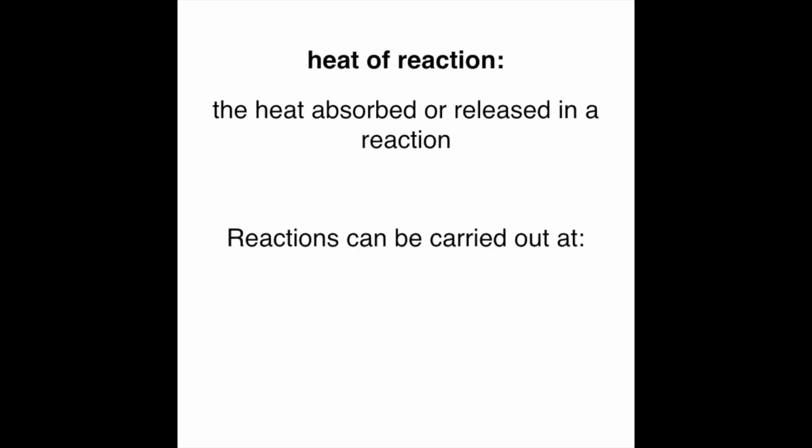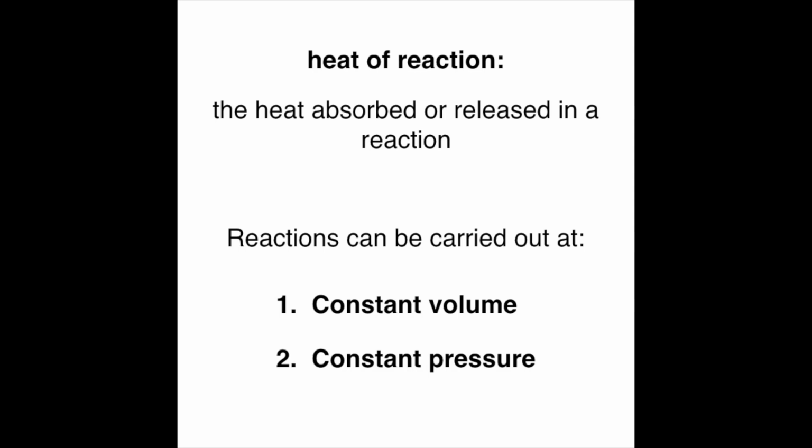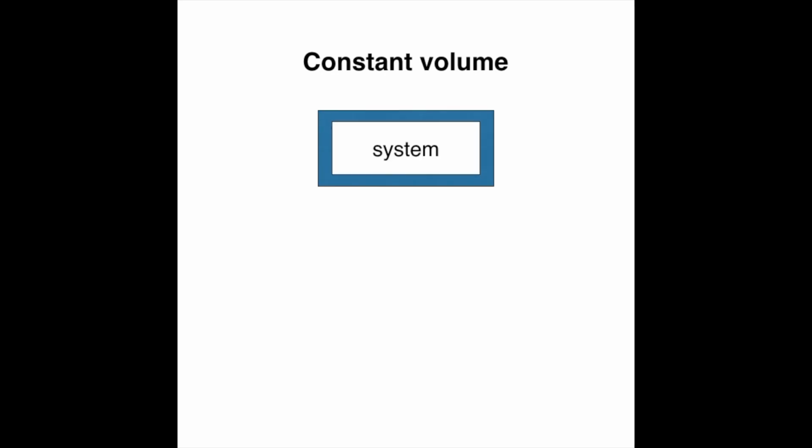When determining the heat of a reaction, we must begin by determining the conditions in which the reaction was carried out. That is, we need to know whether the reaction took place at a constant volume or at a constant pressure. Let's begin by looking at reactions that take place at a constant volume. In this case, the system may be a rigid vessel that can't change shape.